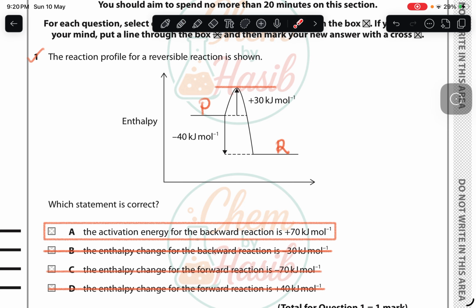Now if we start from the reactants and move to the peak of the activation energy, this energy change would be 40 and 30 together, which is plus 70, right? From the reactants, going up to the peak, the total energy change is 70. So the answer would be A. All right, clear?